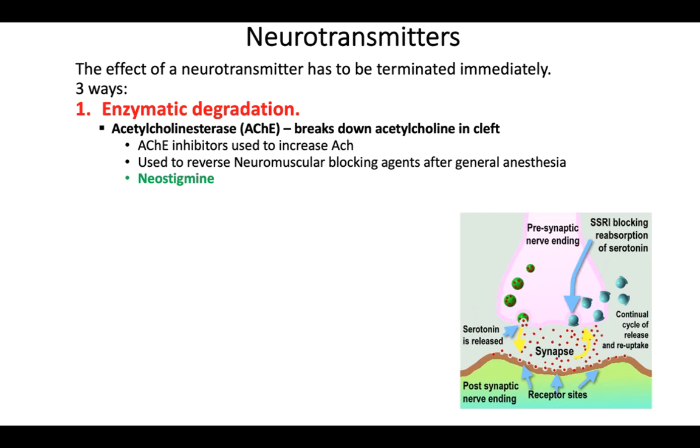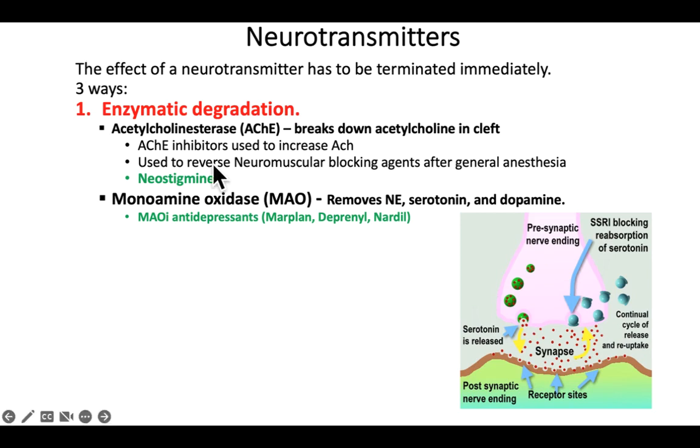All right. There's another one called monoamine oxidase. So that's an enzyme that gets rid of norepinephrine, serotonin, and dopamine. And we can use a MAOI, so an inhibitor of monoamine oxidase, as an antidepressant. So there's a number of antidepressants out there that increase norepinephrine and serotonin and dopamine levels by inhibiting that enzyme.